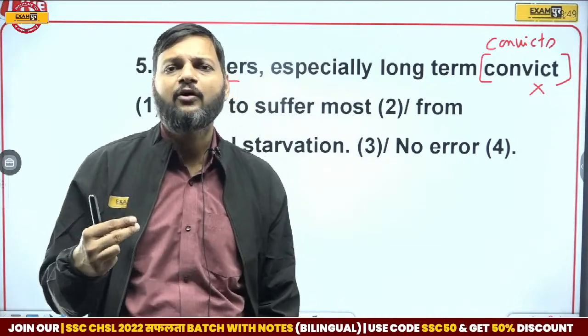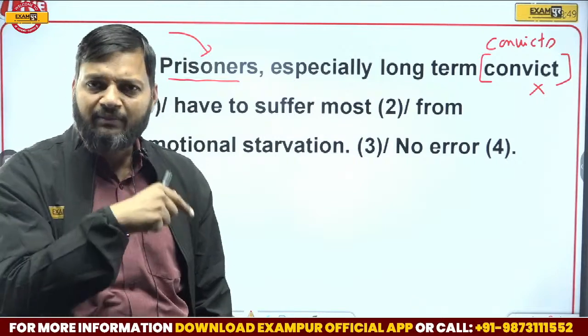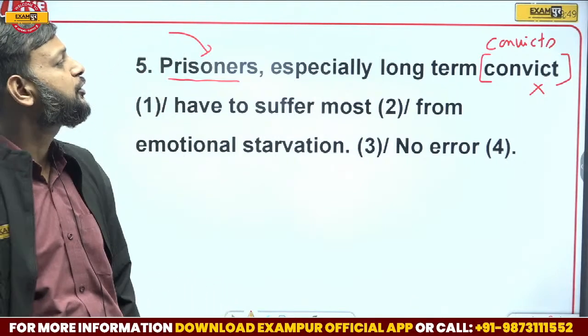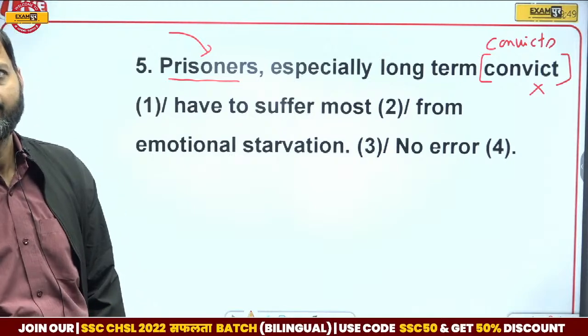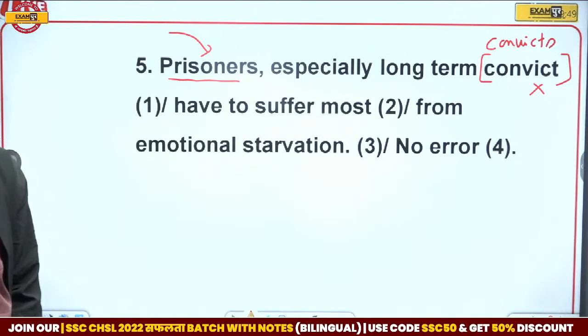How is it possible that there is only one life term convict? There can be more convicts. So it should be "convicts," not "convict." Prisoners, especially long term convicts, have to suffer most from emotional starvation.